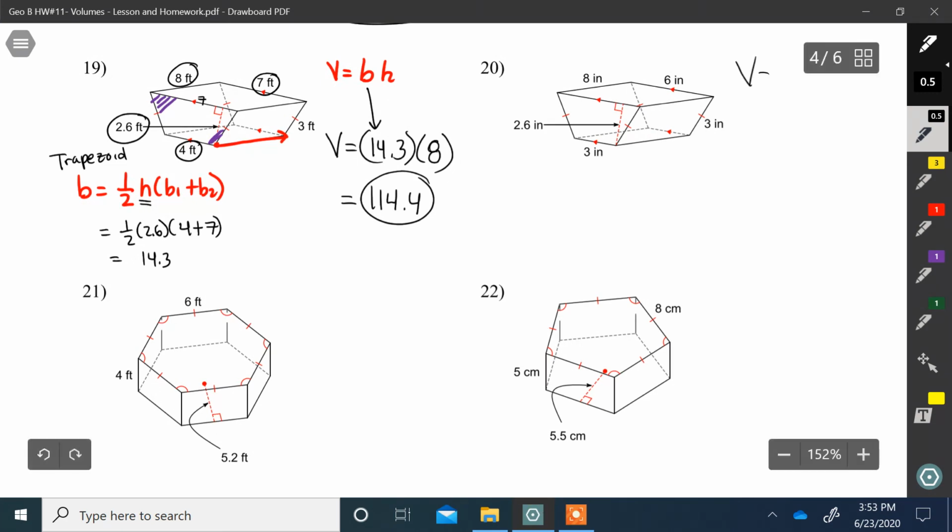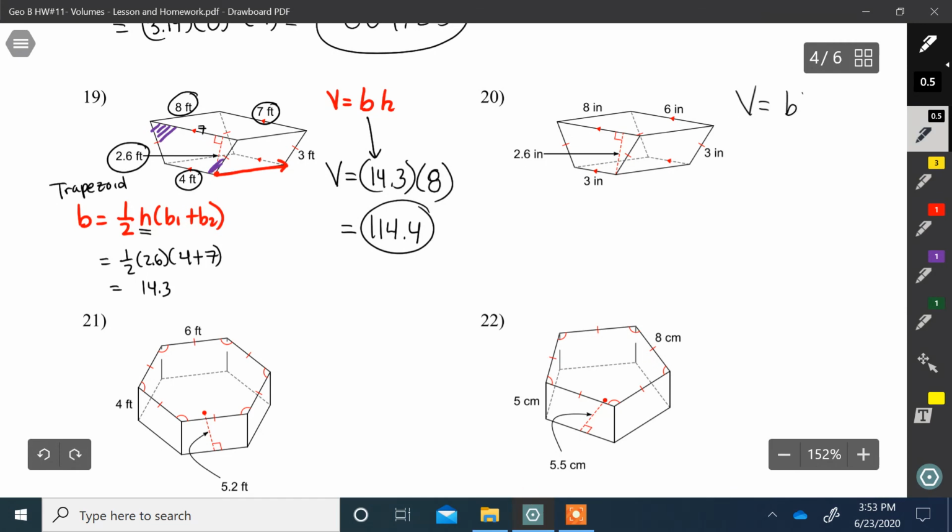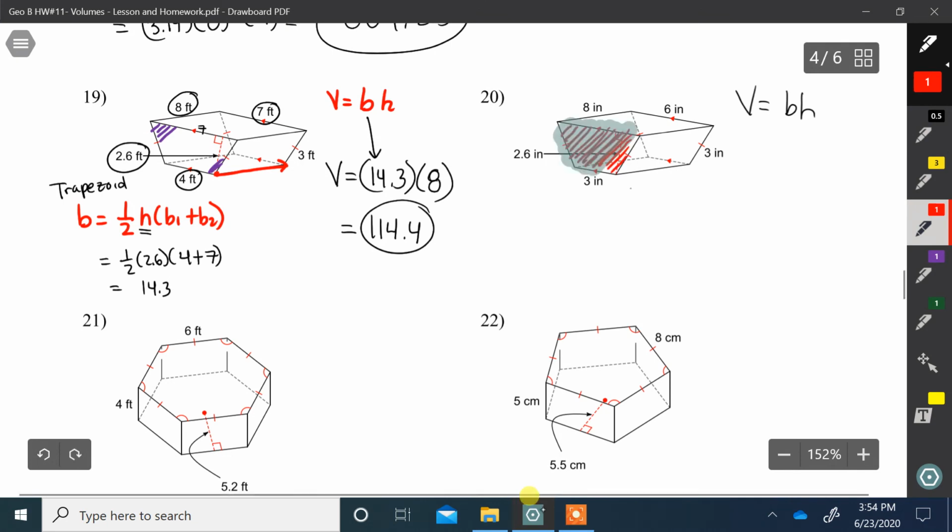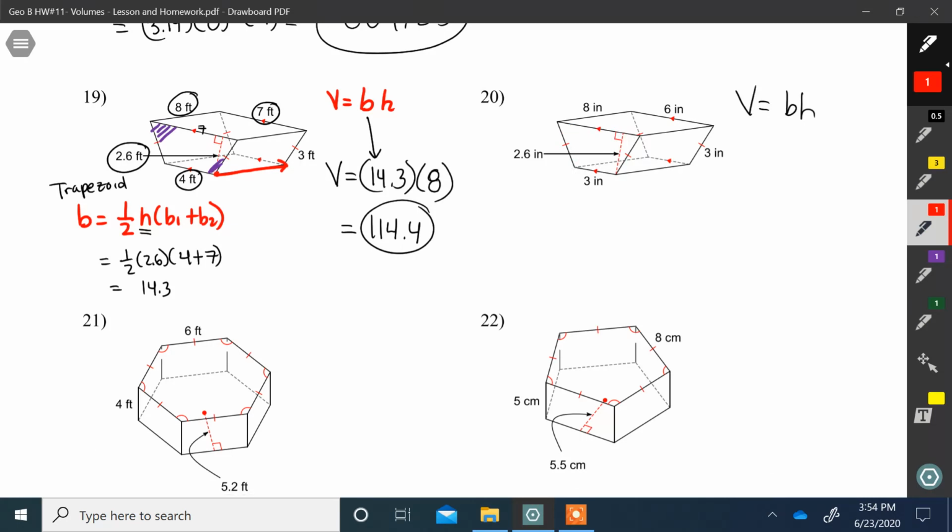So hopefully you do the same for number 20. The formula for this one, once again, is base times the height. The base in this case is a trapezoid, so your job is to find the area of that trapezoid, just like I did on number 19.